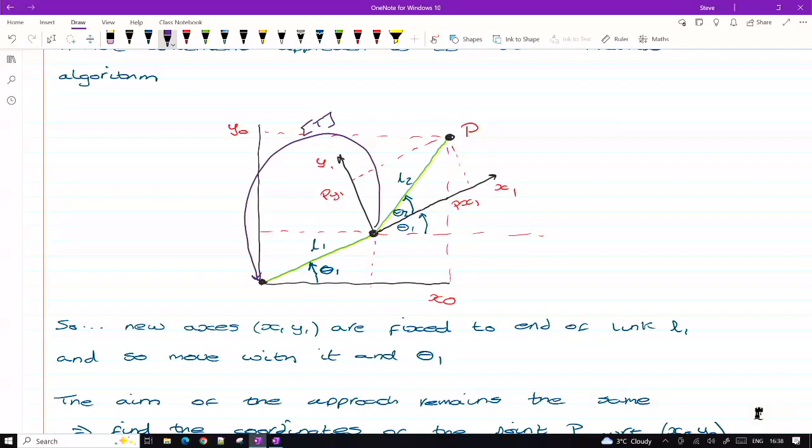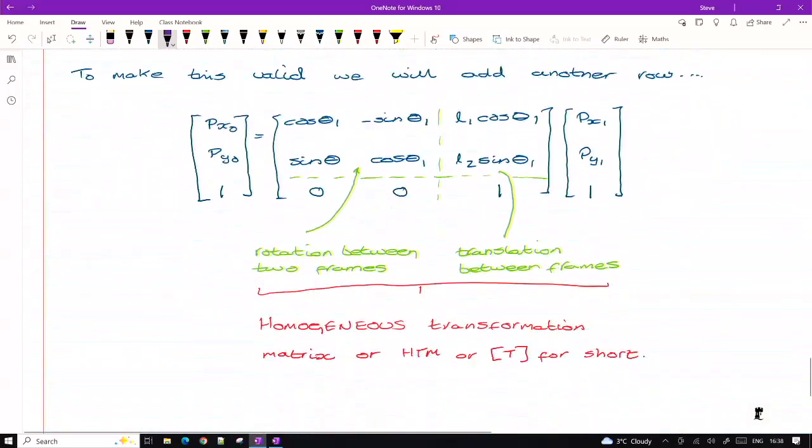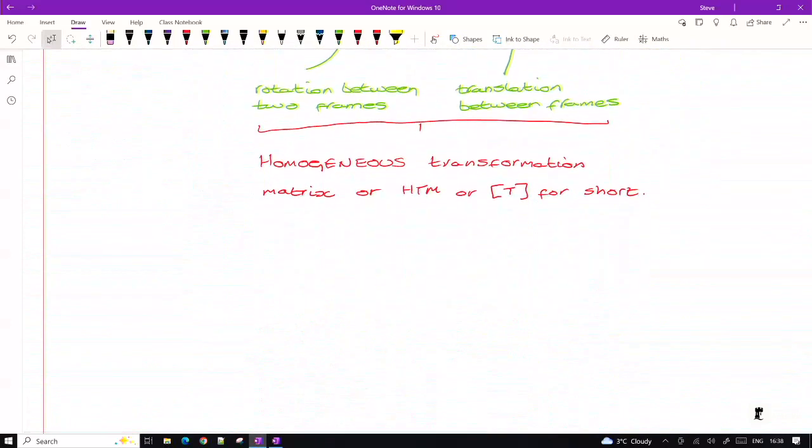Okay, so we've come up with a transformation that's taken place between our frame x1, y1 and x0, y0 that we were looking at earlier. So homogeneous, because it's a combination of both rotation and translation. And for all our robotic systems, we're going to come up with a homogeneous transformation matrix that allows us to transform between frames assigned to our robotic system. Okay?